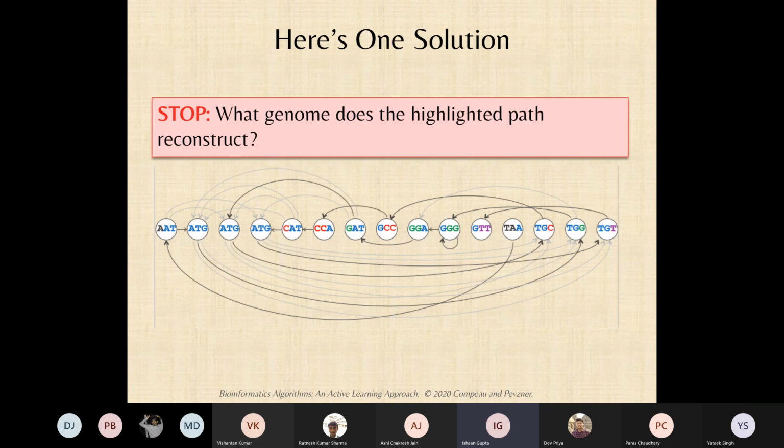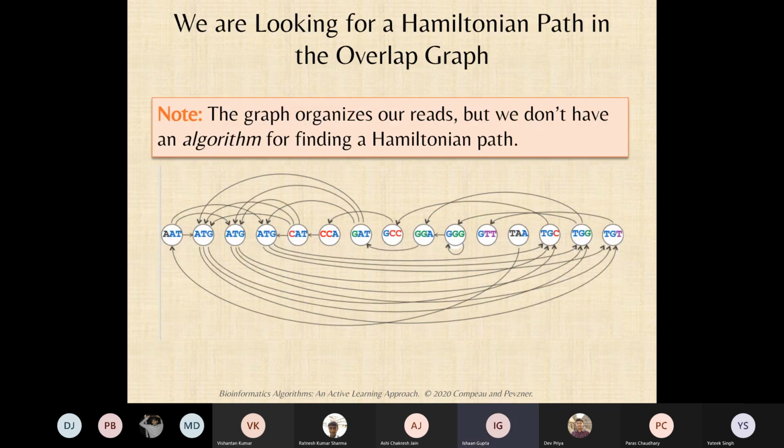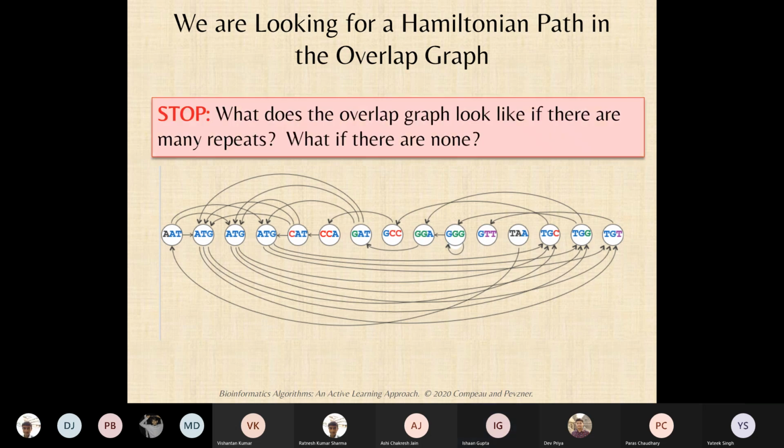So this is exactly how one solution looks like, the solution that we had. As you can see, it's not trivial to find this solution. But there can be another solution also, right? So the graph organizes our reads, but we don't have an algorithm for finding a Hamiltonian path. One part of the problem is solved: if we have k-mers, we organize them in the form of a graph, with the definition of suffix and prefix of two nodes being the same. You connect the graph, but now we have to find an algorithm to find a Hamiltonian path in the graph.